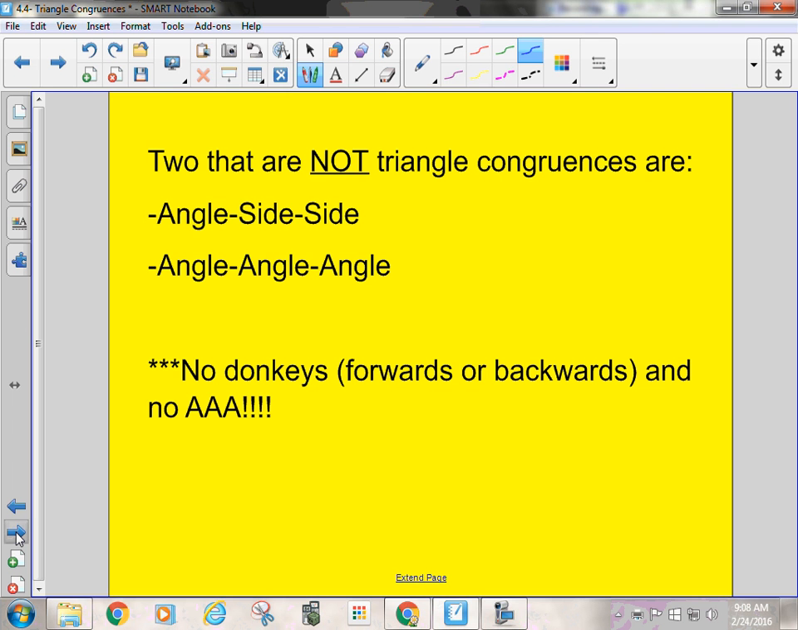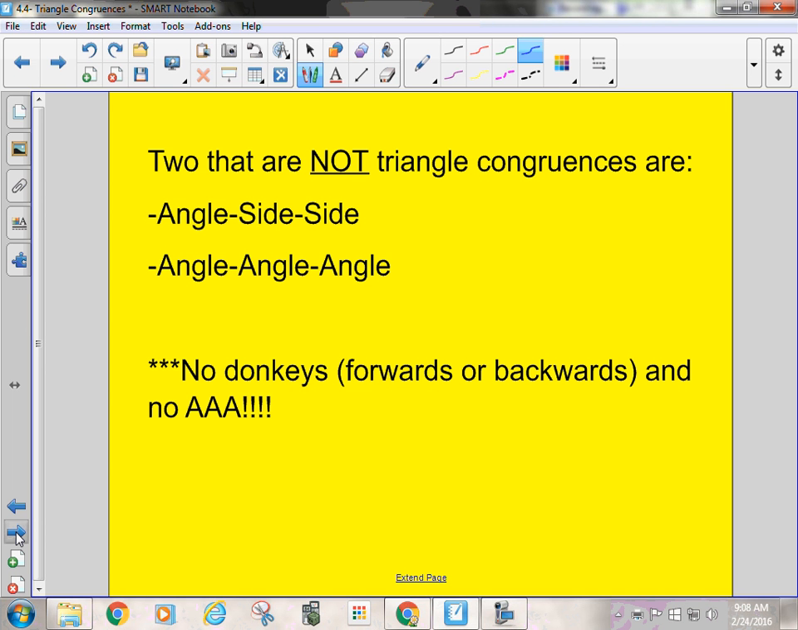Okay, so let's talk about 2 that are not triangle congruences. Angle, side, side, and angle, angle, angle. These 2 cannot be used to prove that triangles are congruent. We can go through a big long proof. I can do a lot of explanation and some examples for you if you want to see these. We can talk about it one-on-one. I'm not going to take the time now.